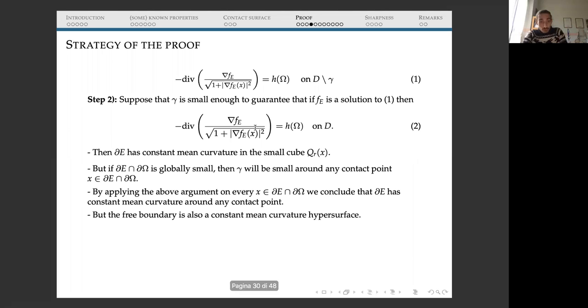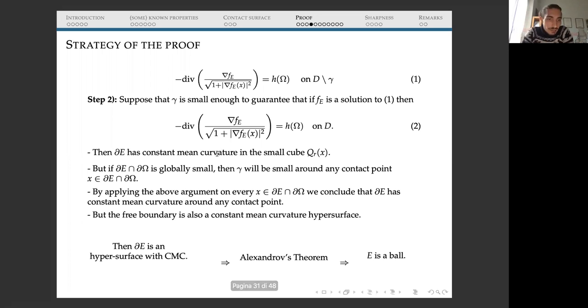And so you have that the free boundary has constant mean curvature, and the contact surface also has neighborhoods in which the boundary of E has constant mean curvature. You couple these two, and as I said, you get that the boundary of E is an embedded surface, so you can invoke Alexandrov's theorem here, and then conclude that E is a ball.